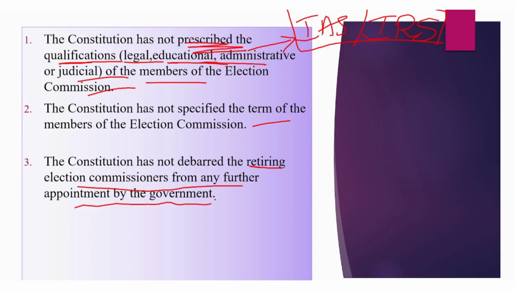See, it means that when the election commissioners retire, they can also serve after their retirement in any government department. The next is, what are the powers and the functions of the election commission.